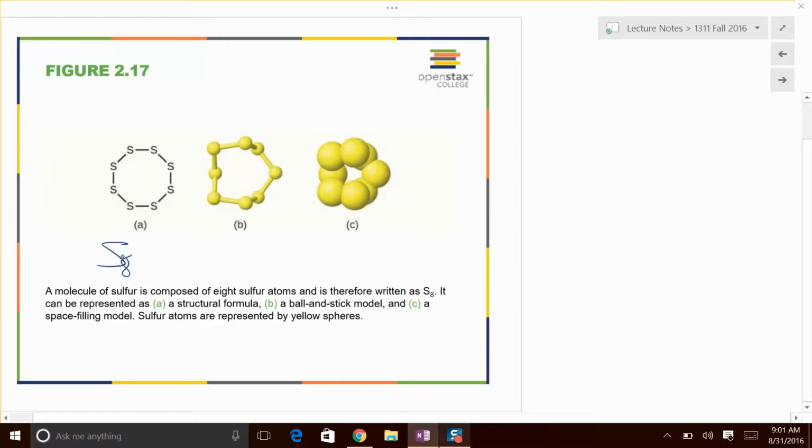That's kind of how sulfur exists. It doesn't really exist as a single sulfur. If you find sulfur, it's in that configuration, S8, just like you have H2, O2, N2. These molecules don't exist as single atoms in nature. They exist together because they're trying to satisfy their unsatisfied octets, which we'll learn about.